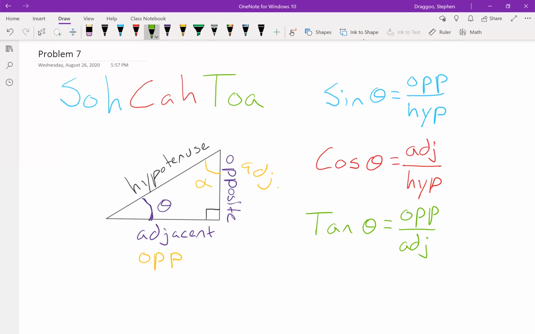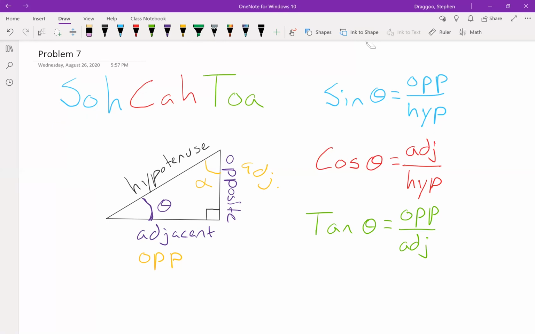So there's a handy mnemonic device for trying to remember these three trig functions. That mnemonic device is SohCahToa. That's just what's written up here at the top. That first syllable, Soh, talks about sine. So sine is opposite over hypotenuse. S for sine, O for opposite, H for hypotenuse. So sine is opposite over hypotenuse.